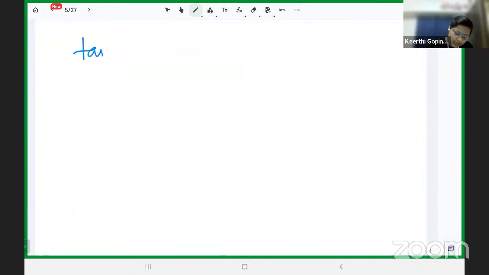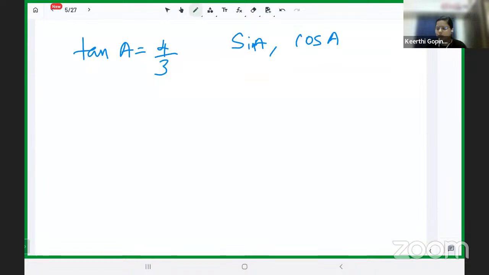You are given tan A is equal to 4 by 3. You have to find out the trigonometric ratios sin A and cos A.